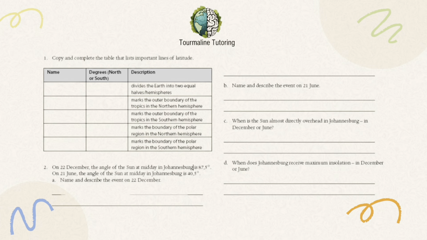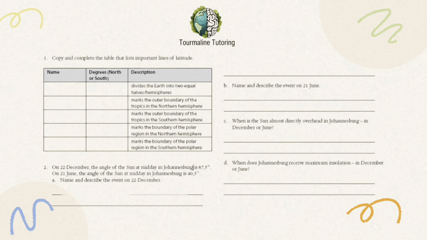Next question, when does Johannesburg receive maximum insolation, in December or June? In December, obviously, because first things first, the clue is that it's summer and hot, but you can't give that answer. You need to define what insolation is. For those of you who do not know, insolation is the amount of solar energy received. And because the sun is almost directly over the Tropic of Capricorn, which is close to Johannesburg, that's when we get the most sunlight and warmth.